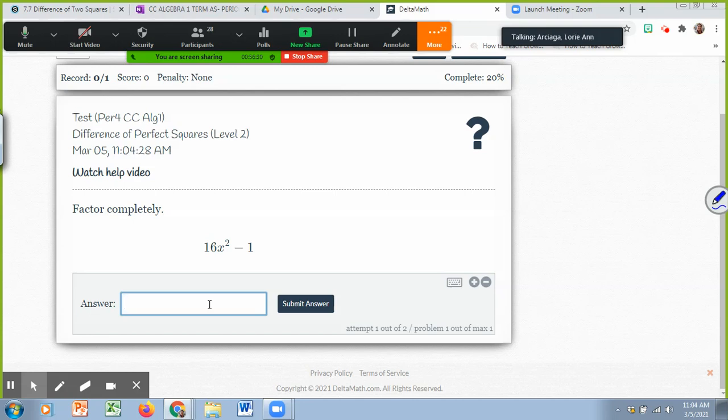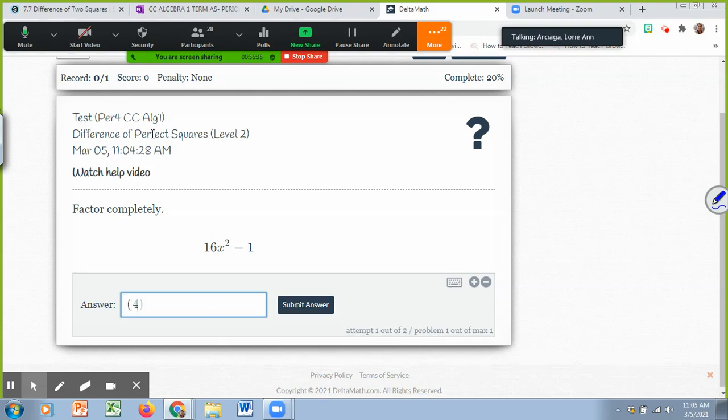So if you can, push yourself to be able to just look at it. Oh, I know this. That's 4x, 4x, right? Okay, so 16 is 4 times 4, so 4x. And then negative 1, it's just 1 times 1. For small numbers like this, you should be able to try them in your head. So minus 1 and then 4x plus 1.